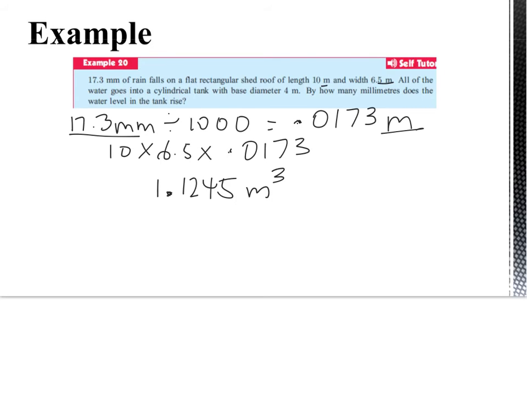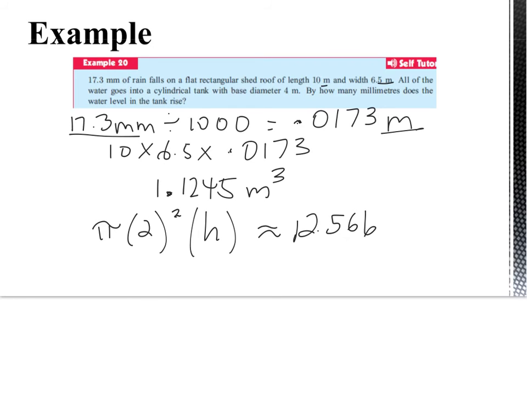Then for the tank, the volume is the area of the circle times the height. It tells us that the diameter is 4 meters. So the area of a circle is pi times, not the diameter, but the radius, which would be 2, and then squared. And then we have to multiply that by the height of the cylindrical tank, which we don't know. So pi times 2 squared is approximately 12.566 times the height. And that's again in meters cubed.